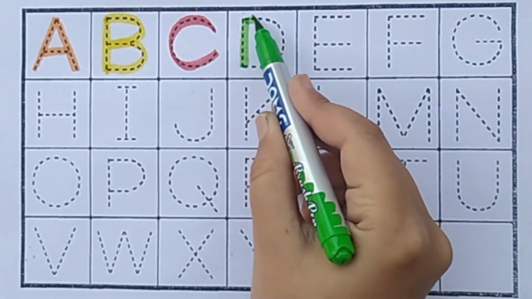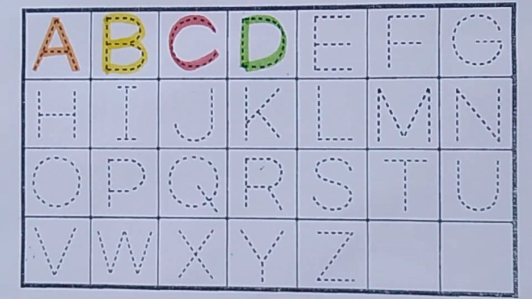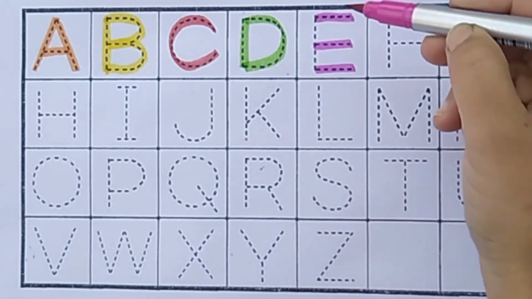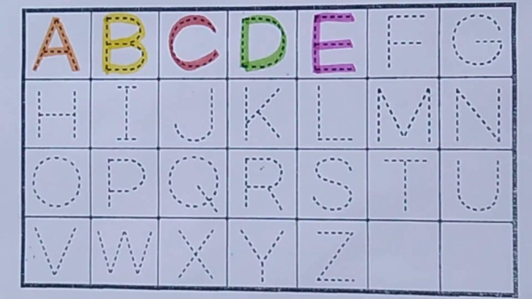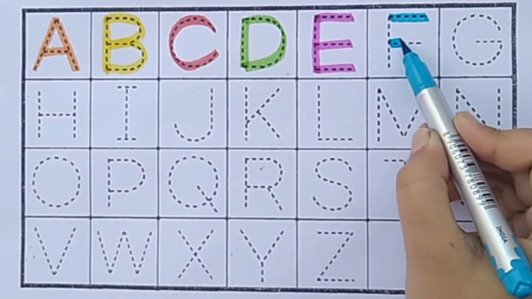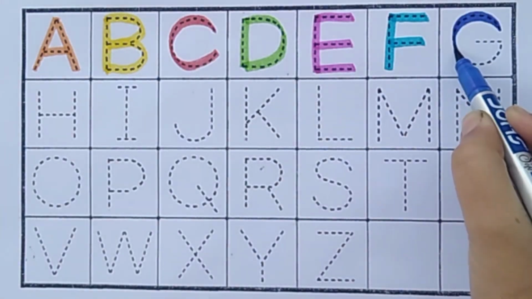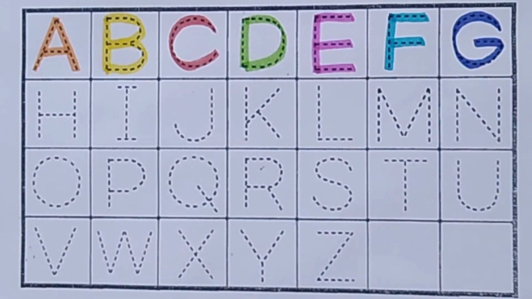light green color. D for dog, pink color. E for elephant, sky blue color. F for fish, blue color. G for giraffe.